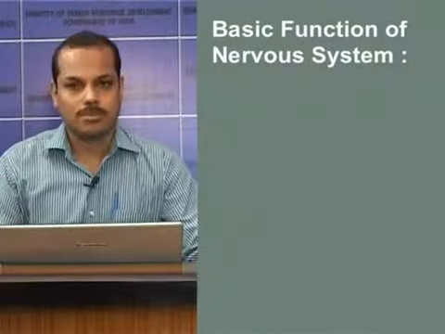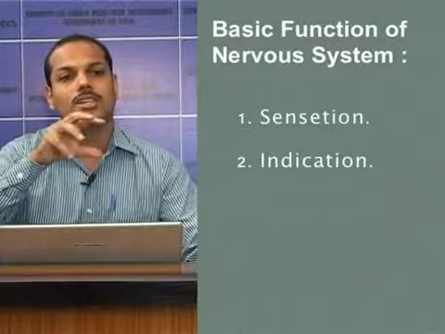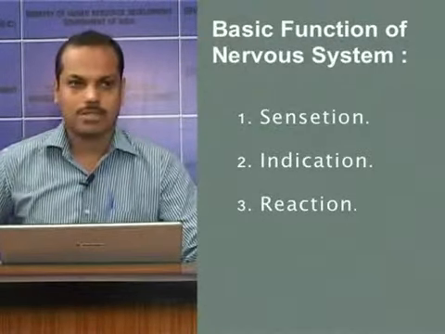Now let us see the basic functions of the nervous system. The first one is sensation. The second one, after sensation, is integration, and then reaction. These are the basic functions of the nervous system. Sensation means, for example, that it monitors the changes or events occurring outside the body. Whatever the changes are, if we are walking or doing anything, these changes are called stimulus.